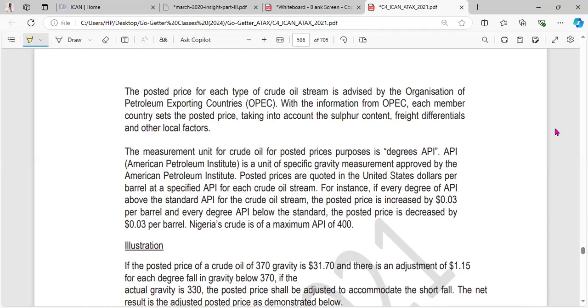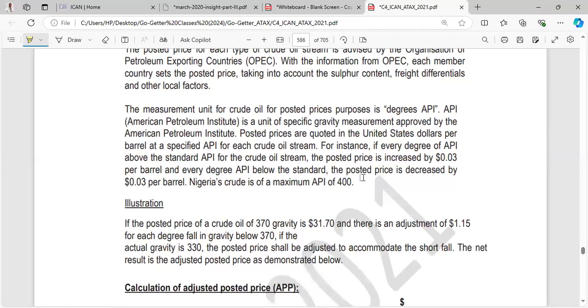Now, if the price happens to be, let's say, $20 per barrel, you are going to increase your price by that agreed degree increase. If it is agreed that for every degree API increase, you are going to increase your price by 0.03, it then means that instead of selling at $20 per barrel, you are going to sell at $20.03 per barrel. Now, assuming you come with 29 degree API instead of 30, you reduce your price by 0.03. So the higher the sulfur content, the lower your API. That's why Dangote is saying that he has to reduce the sulfur content so that we'll have higher quality of oil comparable to the standard.